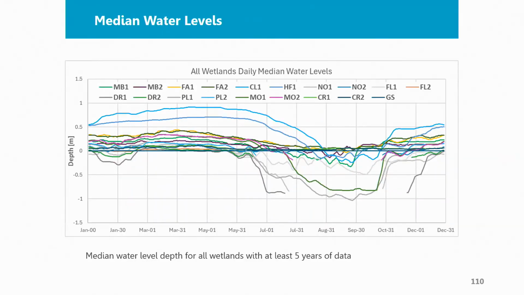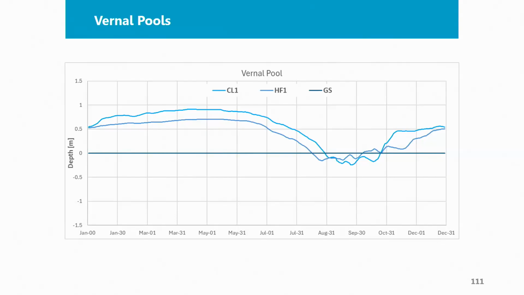So here is a graph of all the median water levels for all our wetlands with at least 5 years of monitoring data. We are trying to find out if there are any similarities between the wetland responses. Right away you can see that two of them stand out, CL1 and HF1. And the good thing is they are both similar types of wetlands. They are vernal pools surrounded by sugar maple swamps. You see that these wetlands have a very long hydroperiod, and they do dry up, on average, for just a couple of months of a year.